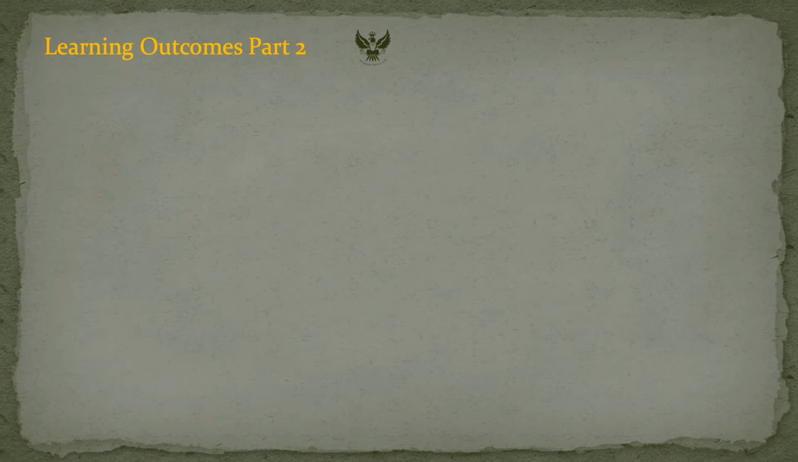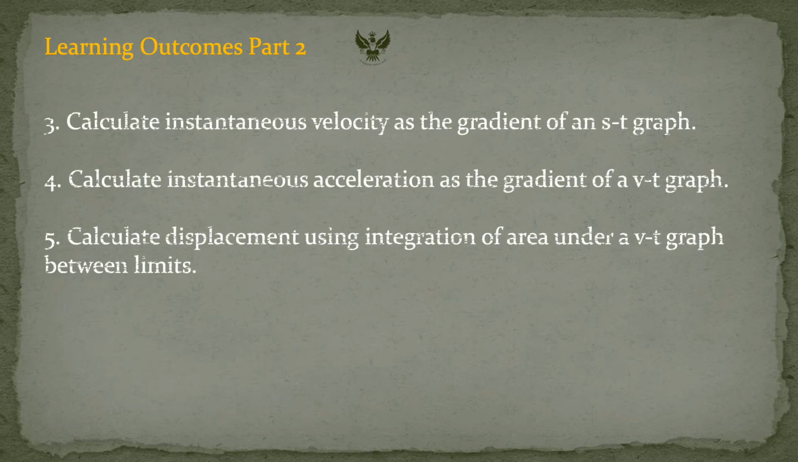So, what delights await you in Kinematics Part 2? Well, here we are. You'll learn how to calculate the instantaneous velocity as the gradient of a displacement time graph. You'll also learn how to calculate the instantaneous acceleration as the gradient of a velocity time graph. And finally, we'll look at how to find the displacement using integration to find the area under a velocity time graph between specified limits. Looks good.